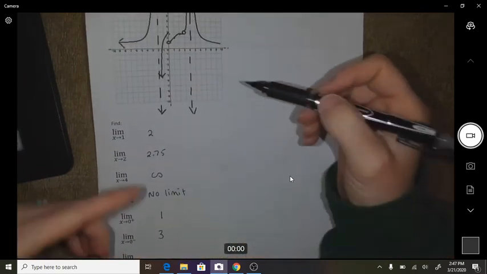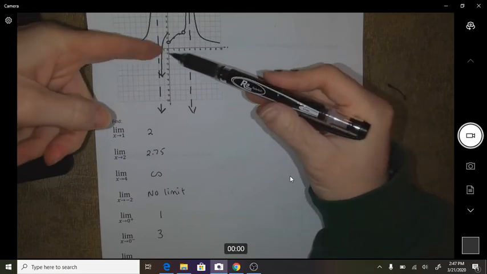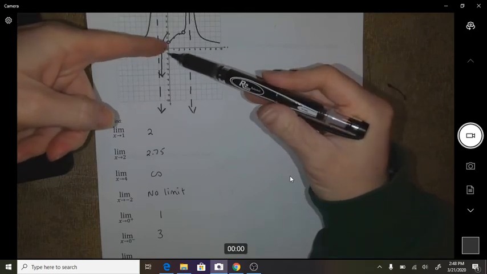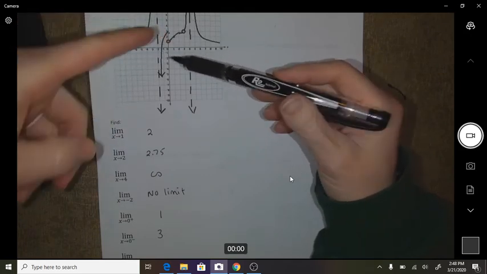So what's the limit as x approaches 0? So as you approach 0 from both ways, there is no limit because you are not going to the same place.